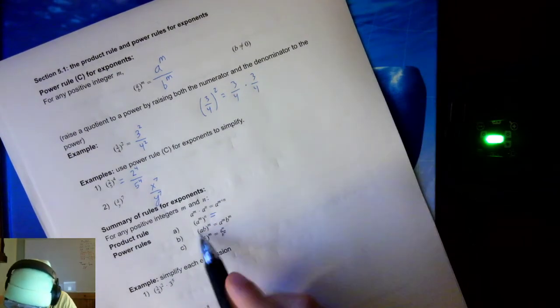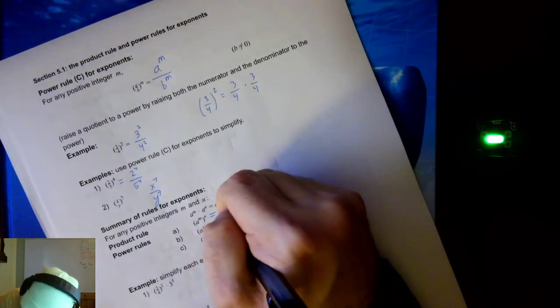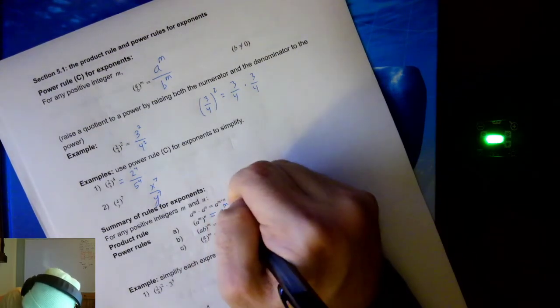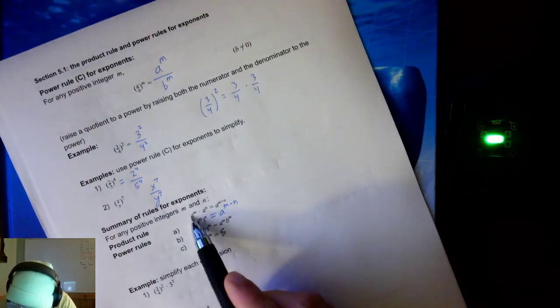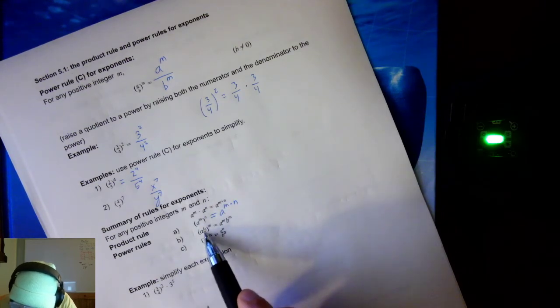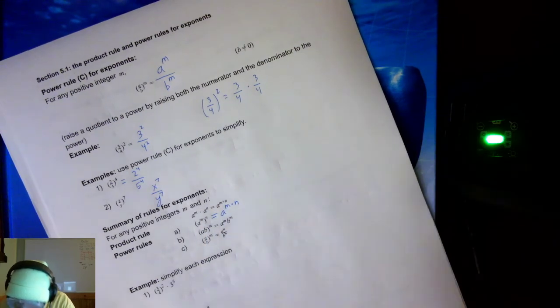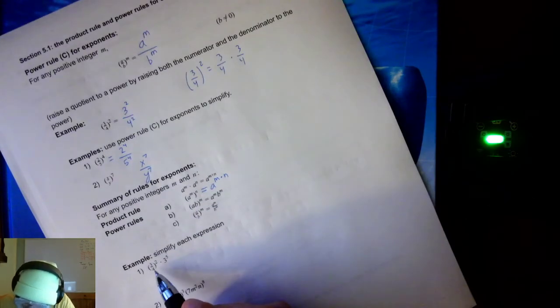Let's see. Powers to powers. Power rule, a to the m to the n is a to the m times n, right? You multiply the powers to powers. And then product rule, remember, multiplying something with the same base, you add the powers. You can distribute it over multiplication, and you can distribute it over division. So let's take a look at some examples.